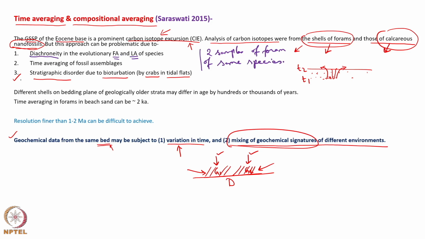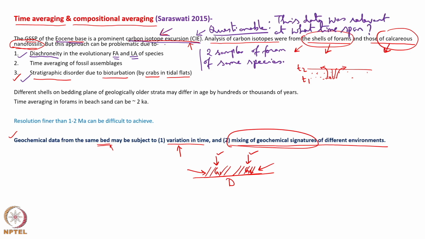So, a combination of stratigraphic disorder and the diachronity in the evolutionary FA and LA will make any geochemical information, such as the carbon isotope excursion CIE in the Eocene base, questionable, in the sense that for what time span this data was prevalent remains a question. So, in this way the carbon isotope excursion on the Eocene base, which one is questionable? The chemical data seemingly correct, but is it really of Eocene base? That becomes the question. Due to the stratigraphic disorder, time averaging of fossil assemblages happens. We may not get the accurate time when the specific chemical data was prevalent.